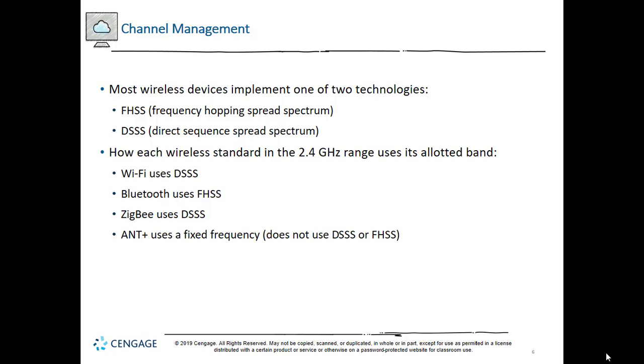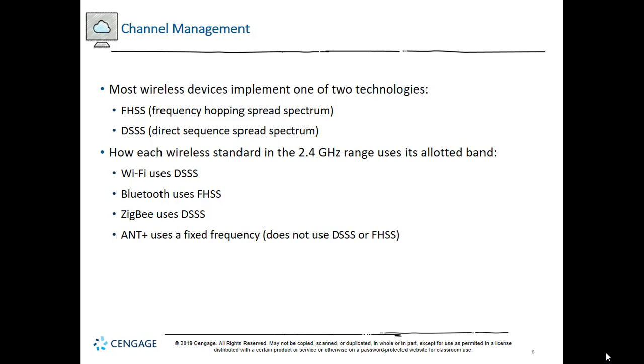Because Bluetooth transmissions are constantly hopping channels, interference and collisions are unlikely to cause a significant problem. So if your Wi-Fi is using DSSS and your Bluetooth is using FHSS, then the chances of you being on the same channel at the same time are rare.